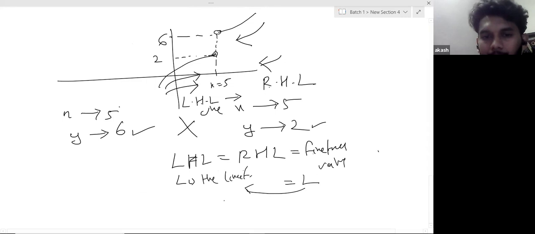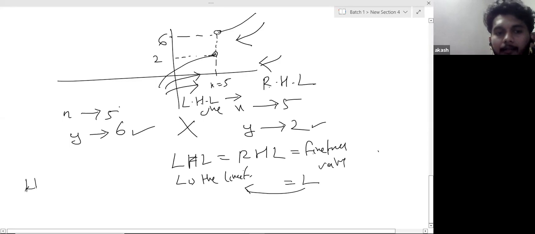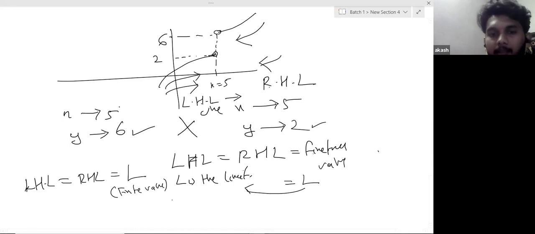Absolutely right, Shafia. If the left hand limit is equal to the right hand limit, then the limit exists, and that should also be equal to some finite value. This cannot be infinite. Even though they are equal, if infinite, the limit does not exist. Write this down: if LHL equals RHL equals some finite value L, then L is the limit.